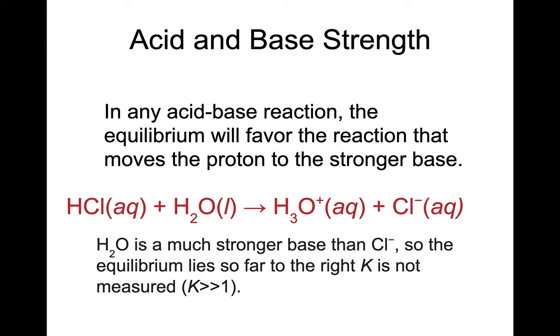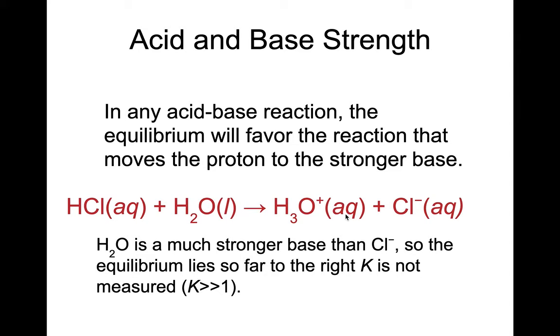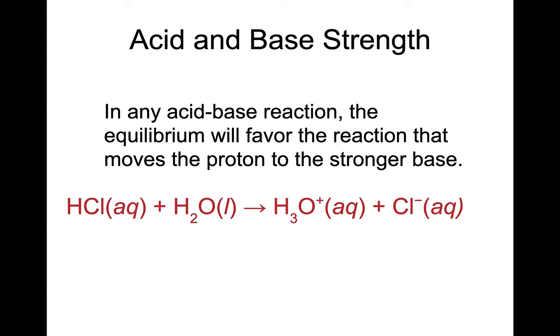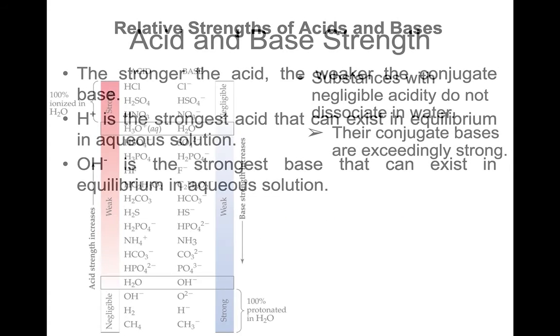So for this example on this slide, water is a much stronger base than the chlorine ion. I'll go back to the table in a second so we can compare those. This is going to tell us that the equilibrium lies very, very far to the right. This is heavily product favored. K, our equilibrium constant, is much, much, much greater than 1. This reaction will essentially go to completion. Let me go back to this table really quick to show you the comparison between water and the chlorine ion.